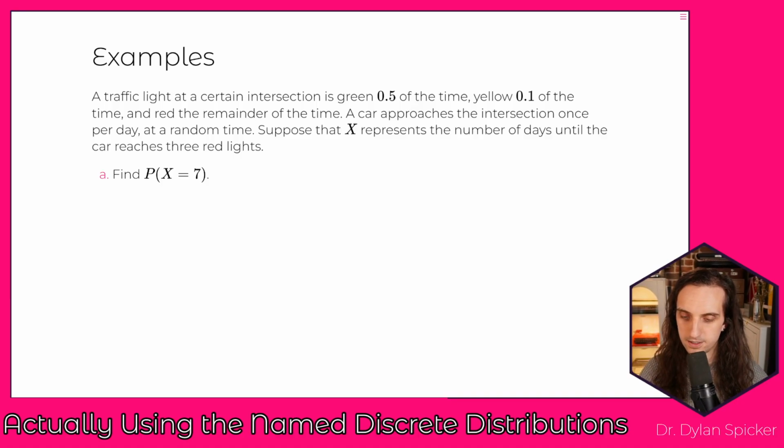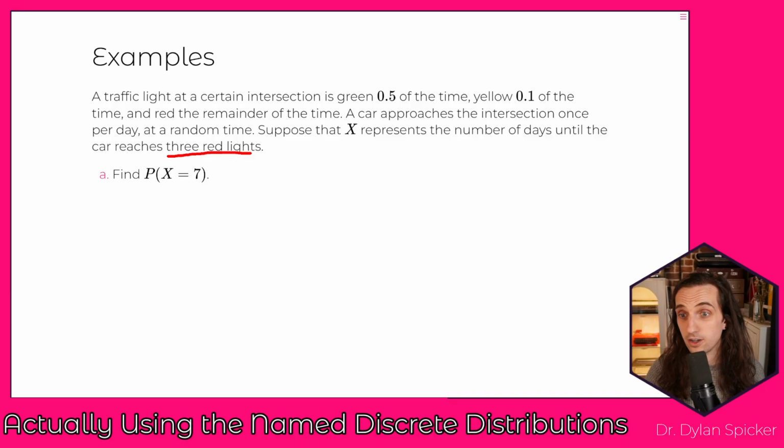So the first thing to note is that we are going to be counting up the number of trials for Bernoulli experiments, right? Because each time the car approaches, we either get a red light or we don't. It's a success or a failure. And what we want to count up is how many of these we have to experience until we have the 3rd red light. We're doing this up until we reach 3 red lights.